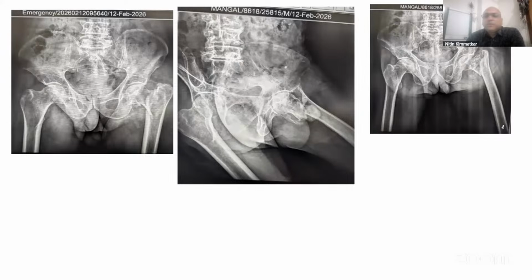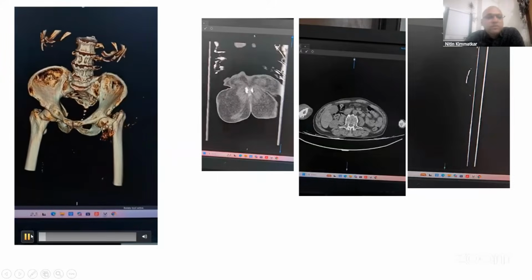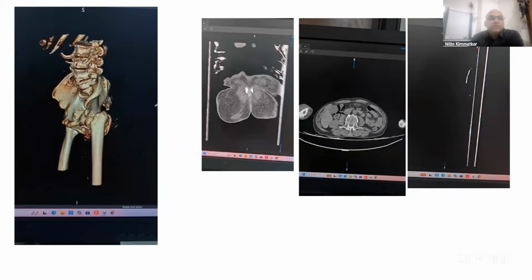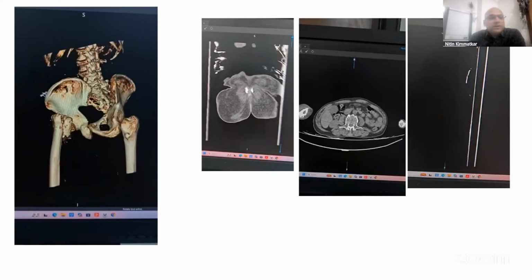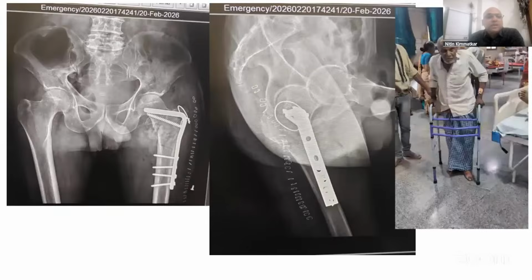Now this another patient, 4-part intertrochanteric femur fracture. This was the CT scan which was done. This shows there is a fracture of a lesser trochanter, then there is a head neck element, there is shaft, and there is a greater trochanter fracture. You can appreciate this thing, which was fixed promptly with the help of a positive reduction with angle blade plate and cerclage wire.